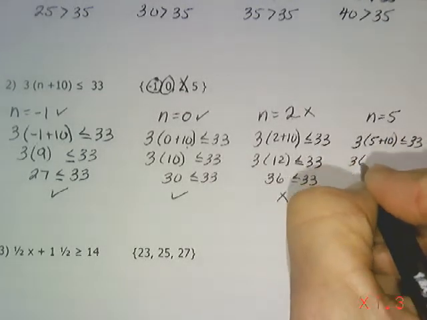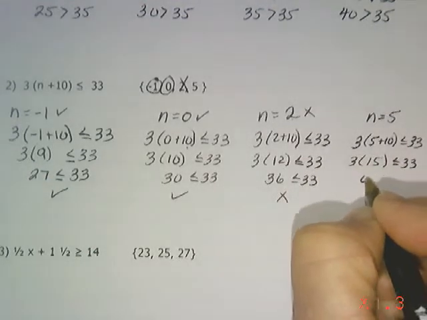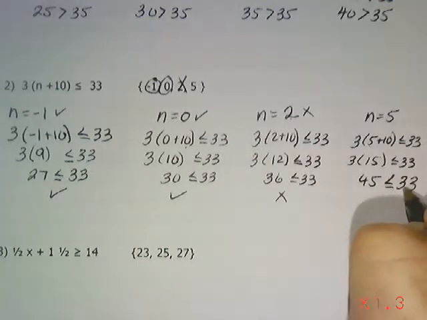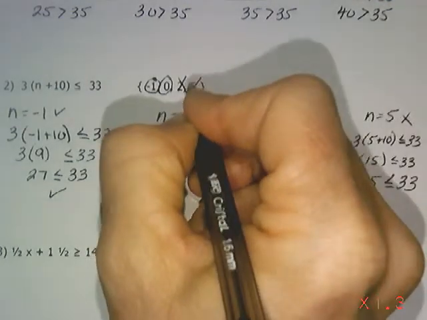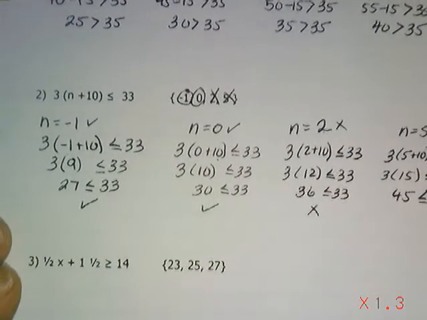3 times 15 is 45, and 45 is not less than or equal to 33, so 5 is not a solution. So the only possible solutions in this list are -1 and 0.